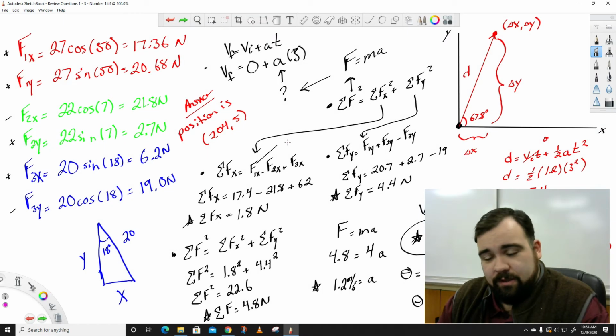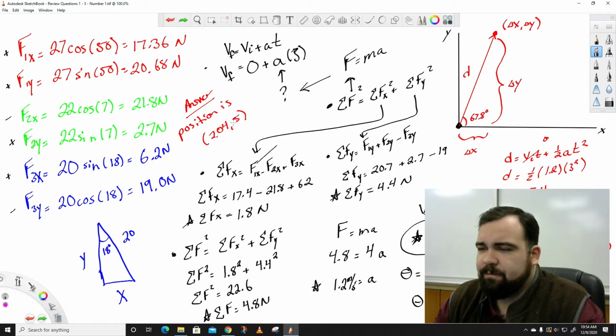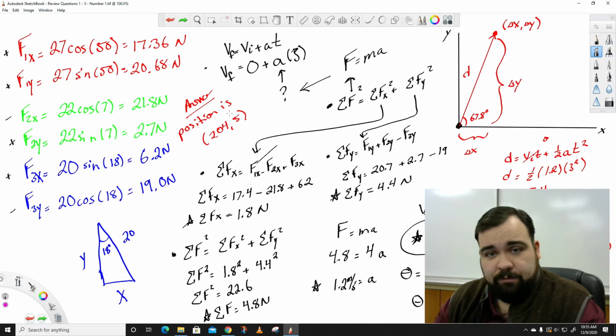Alright, so before the test gets going, and now that I've got most of these submitted, I want to go over the graded and reviewed questions. Just three, so we'll start off with the first one here. This is the one where you were given three forces acting on an object, and you were asked after a certain amount of time, where is it?